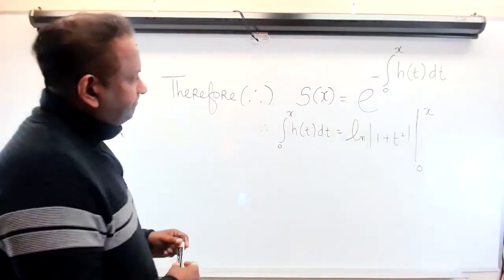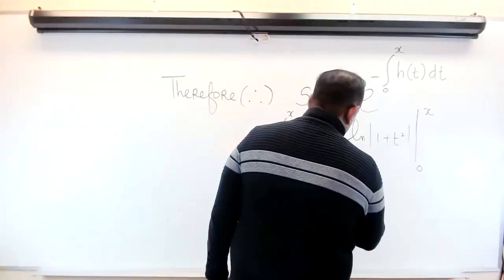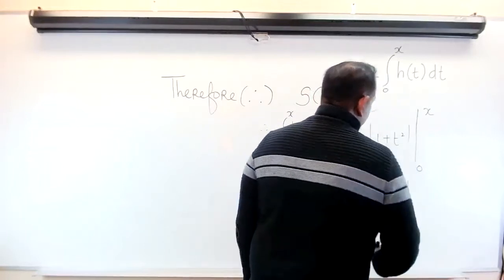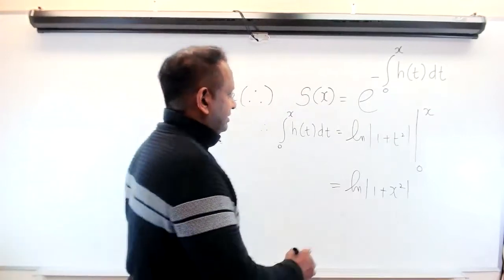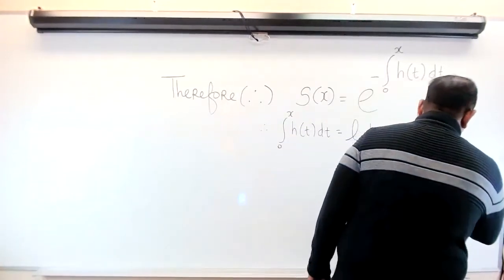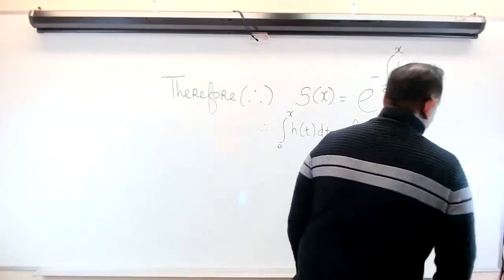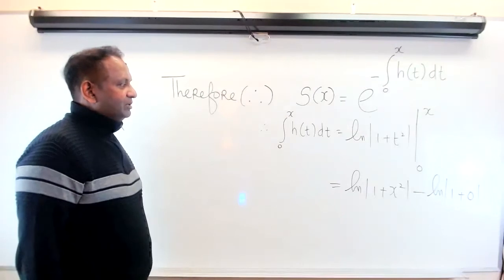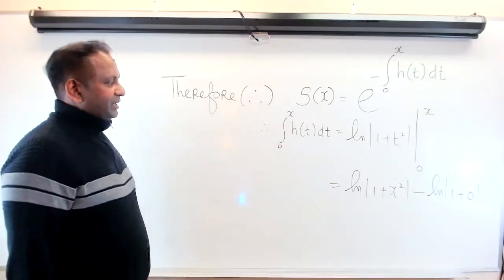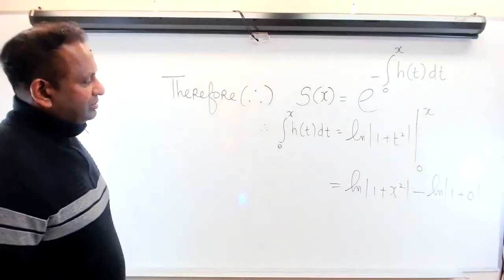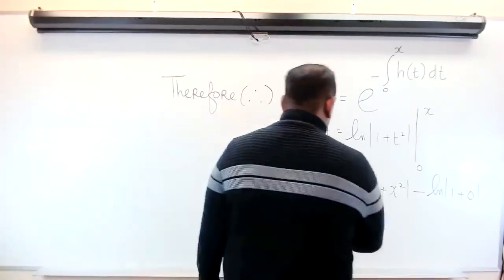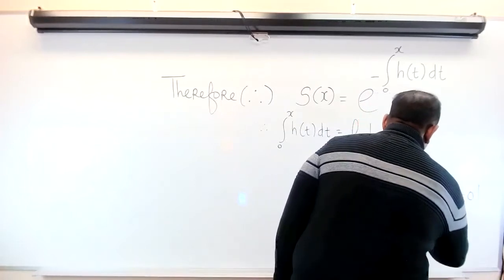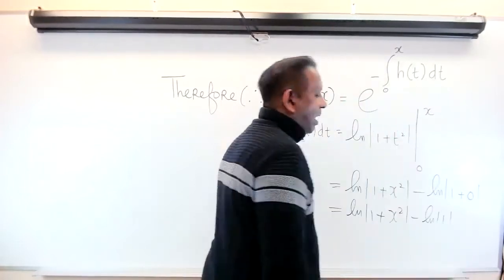Now let's go ahead and plug in the values. Upper bound: ln of 1 plus x squared, minus ln of 1 plus 0 squared. I plug in the upper bound and then minus the lower bound. So then let's simplify: ln of 1 plus x squared minus the absolute value of ln 1.